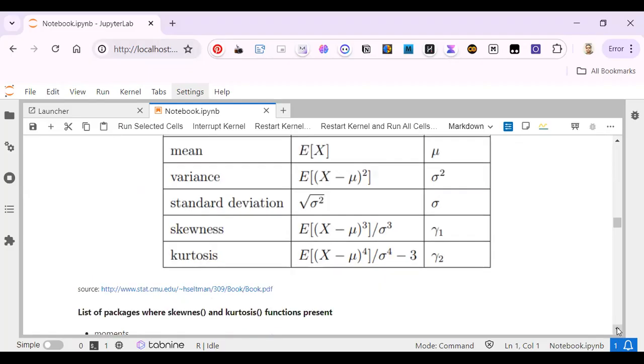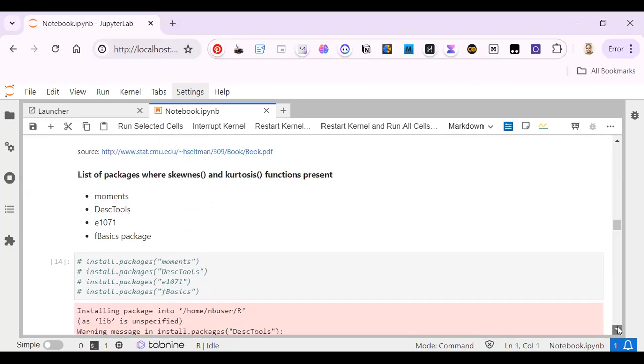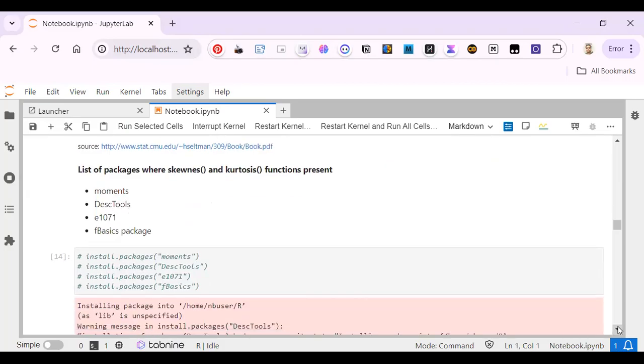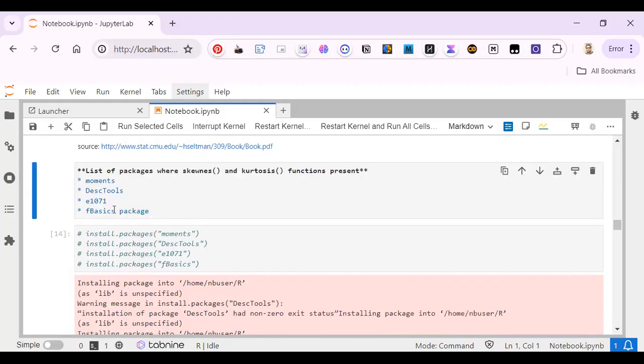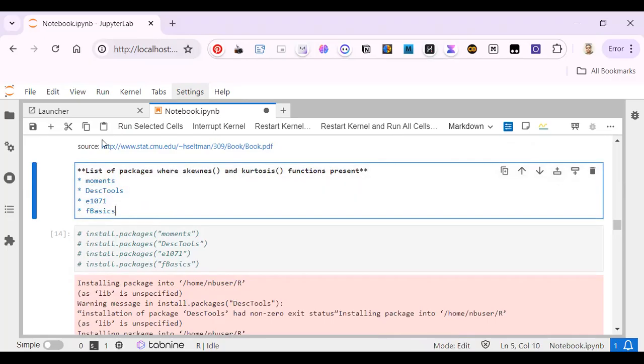Generally we can look at this in a box plot, I mean in statistical books. So how to find it? There is a list of packages where we can find skewness and kurtosis functions: moments, timeDate, e1071, and fBasics packages. These are a couple of packages we can use, and they will provide that information. Now we can understand how to get it.